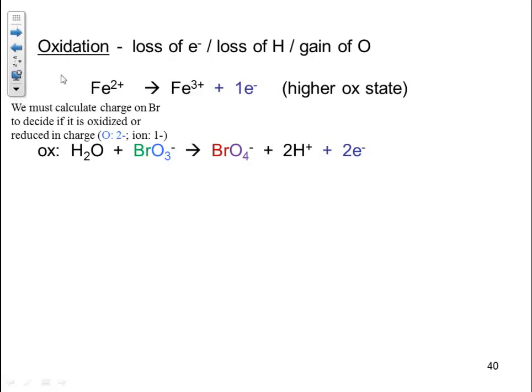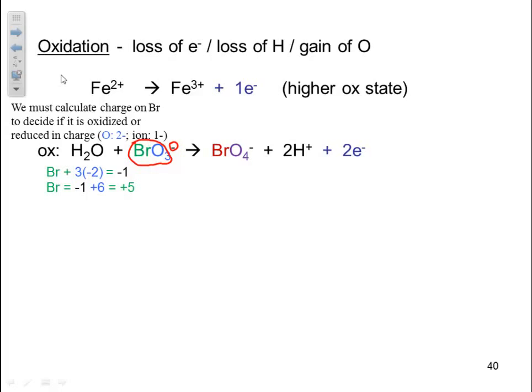We must calculate the charge on Br to decide if it is oxidized or reduced. We know that oxygen is -2 by the oxidation rules, and we know that the overall charge on the BrO3 is equal to a -1. So we can set up a little arithmetic: 3 oxygens at a -2 each, that whole thing is equal to a -1. You do the arithmetic, we find that bromine is equal to a +5.